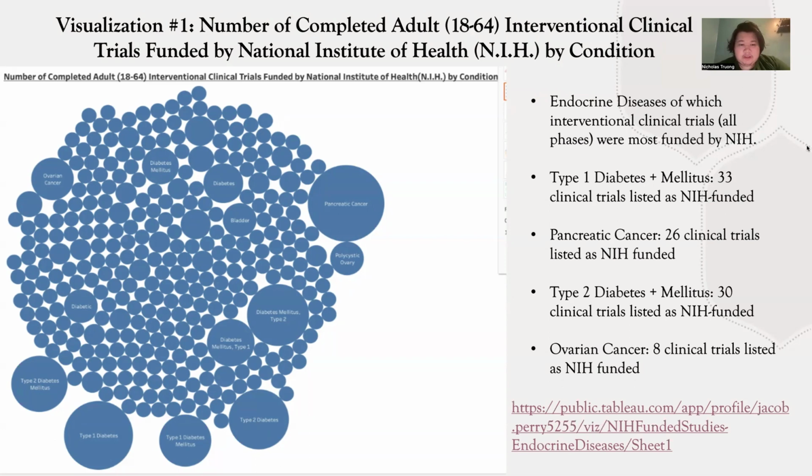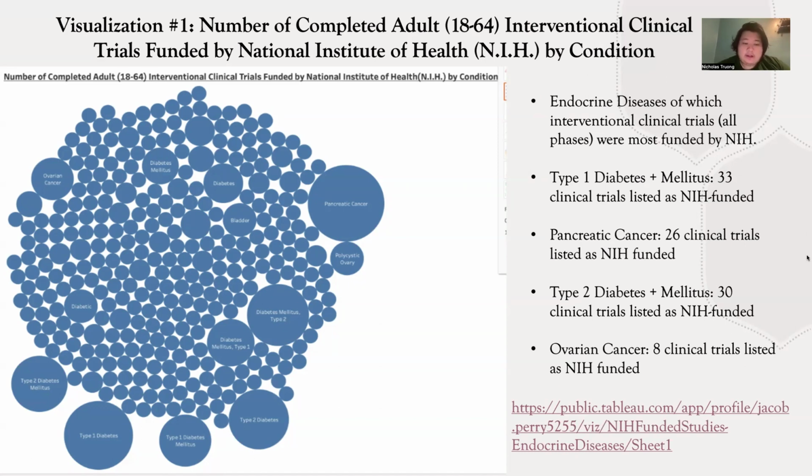Endocrine diseases whose interventional clinical trials were most funded by the NIH were type 1 diabetes mellitus, with 33 clinical trials listed as NIH funded, pancreatic cancer, with 26 clinical trials listed as NIH funded, type 2 diabetes mellitus, with 30 clinical trials listed as NIH funded, and ovarian cancer, with 8 clinical trials listed as NIH funded. Now, these are the most funded because they affect people the most and things like that.